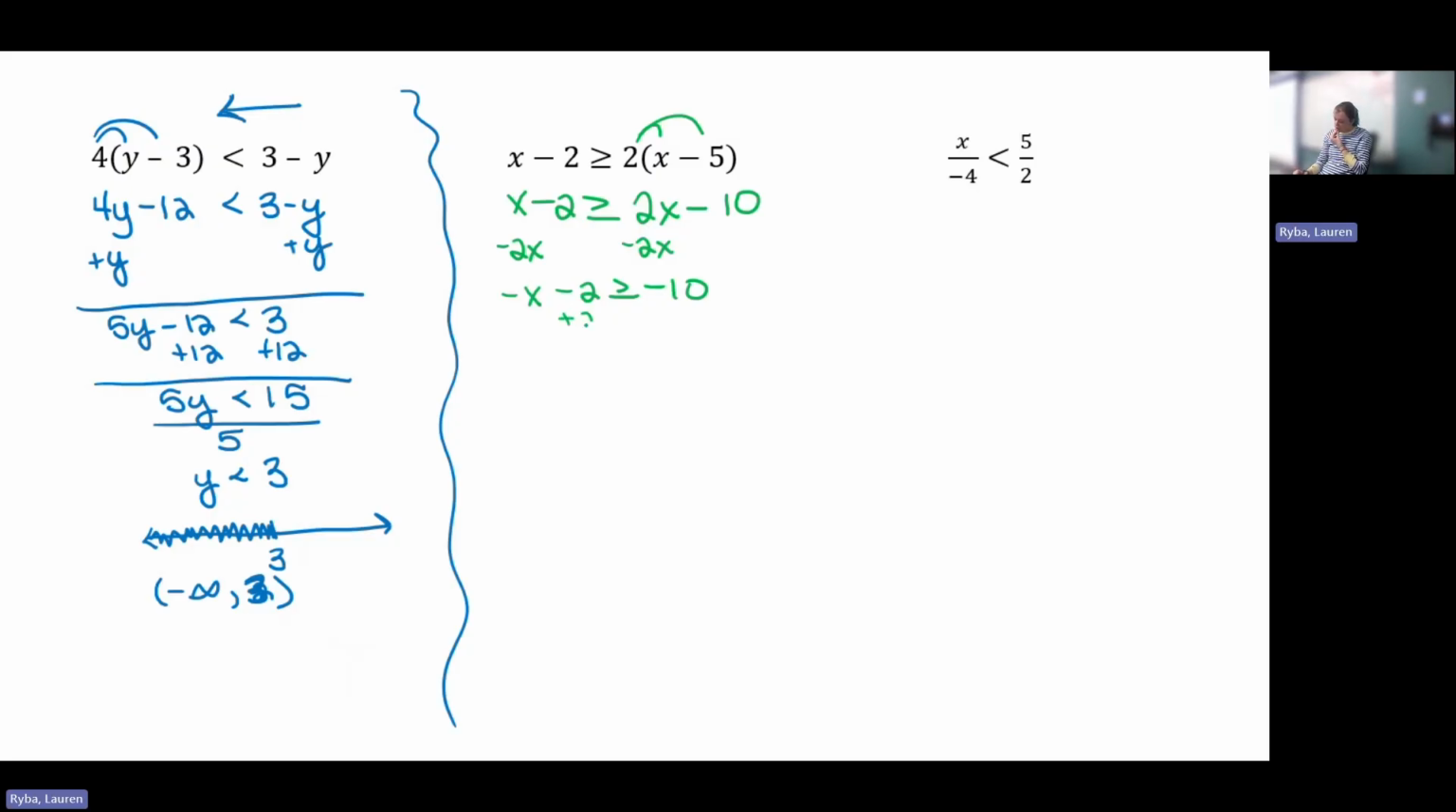All right, so add 2 to both sides. Negative x is greater than or equal to negative 8. If I divide by negative 1, that is going to switch the sign the other direction. So x is now less than or equal to 8.